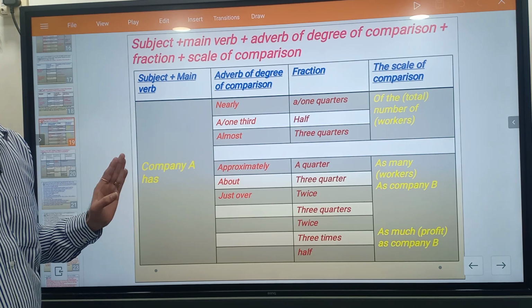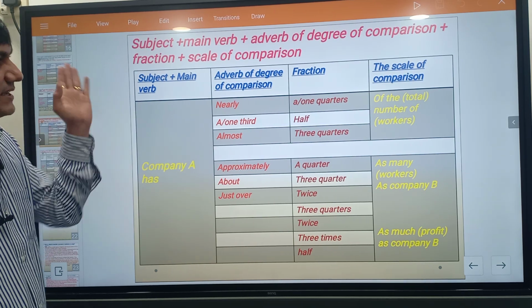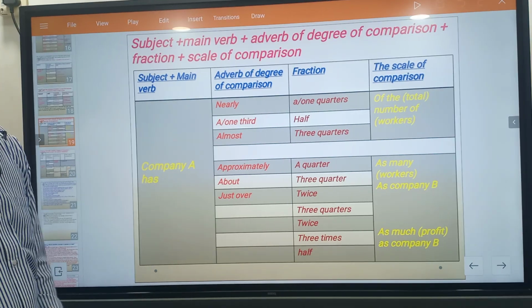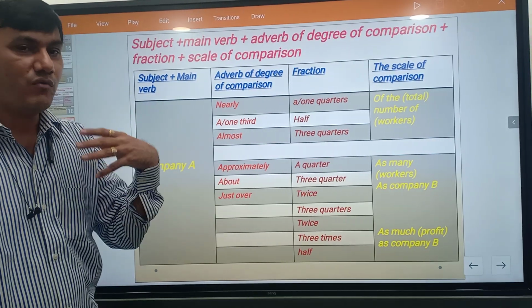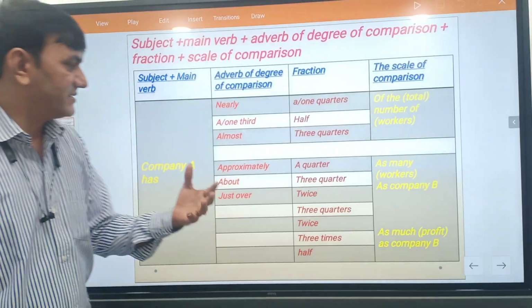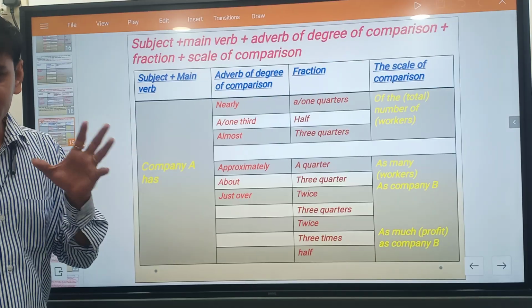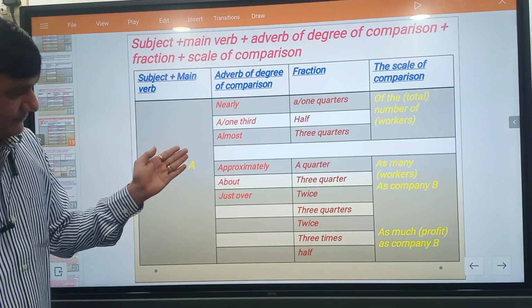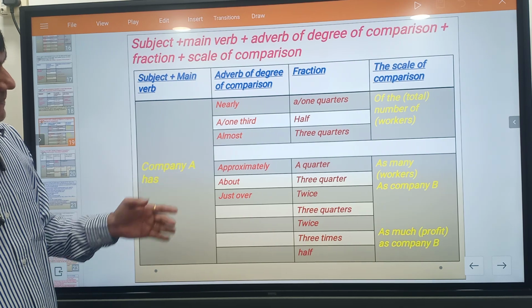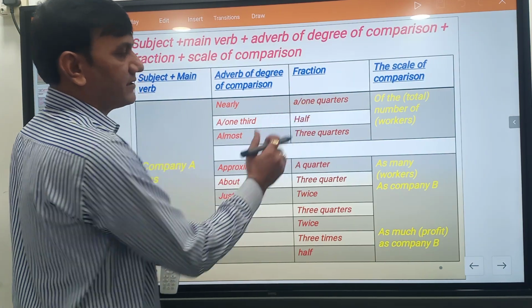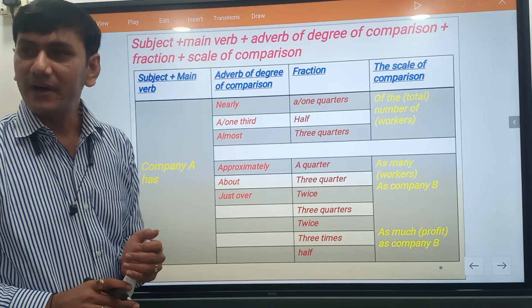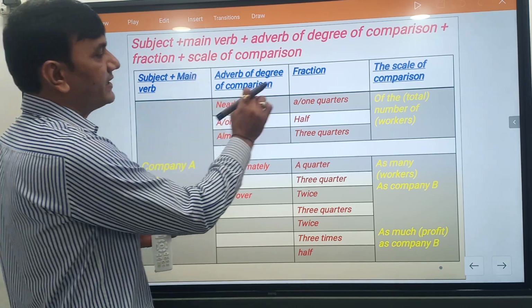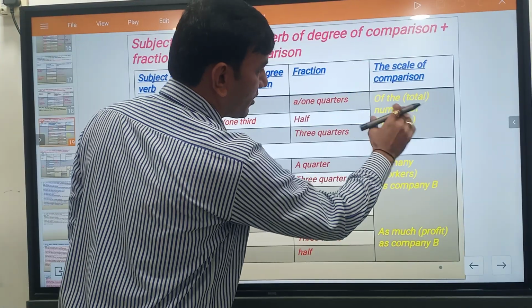A company has, a company shows, a company something. Then the adverb of degree of comparison: nearly a 1/3, that means 33%. Almost means most of, approximately, about, just over. Nearly 1/4, that means a quarter, means 25%. Nearly 1/4 of the total number of workers.